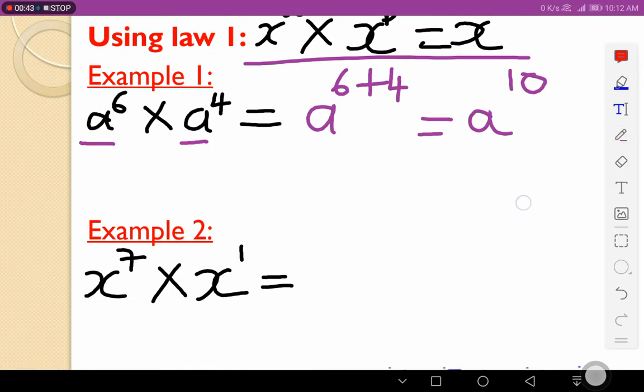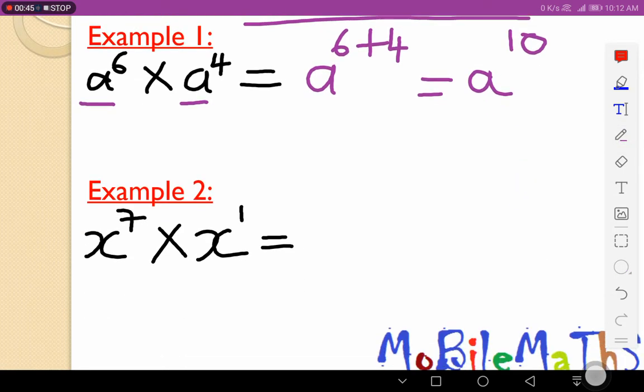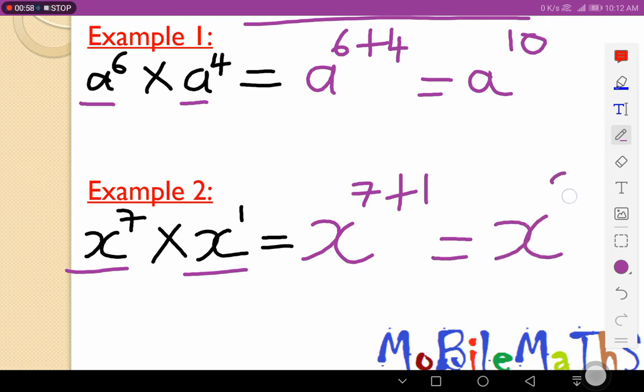Let's have another example. We also have the same base here, x. So x to the power of 7 times x to the power of 1. We have x to the power of 7 plus 1. What do we get? We get x to the power of 8.